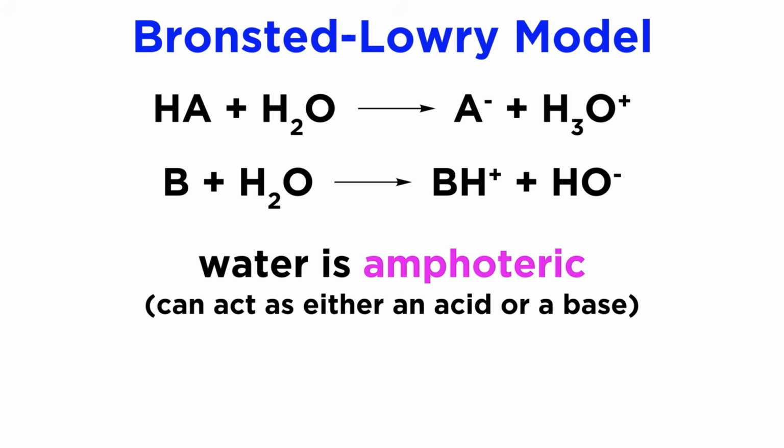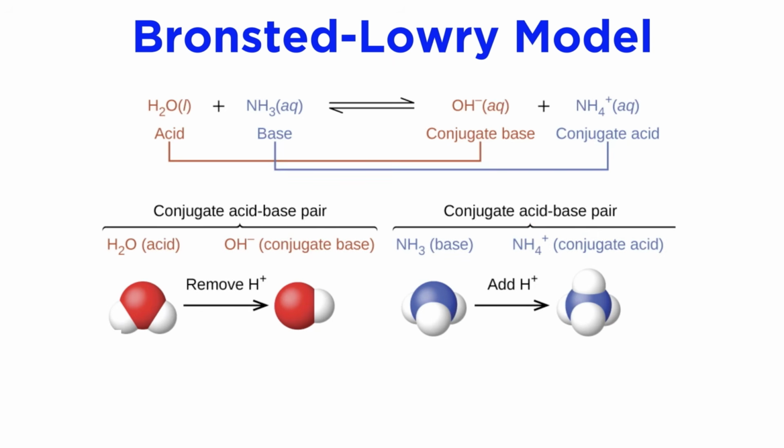Some substances can act as either an acid or base, and these are called amphoteric. Water is such a substance. It can donate a proton to become its conjugate base, the hydroxide ion, or it can gain a proton to become its conjugate acid, the hydronium ion. We should be able to write out acid-base conjugate pairs by adding or removing a proton, depending on whether something is acting as an acid or a base.